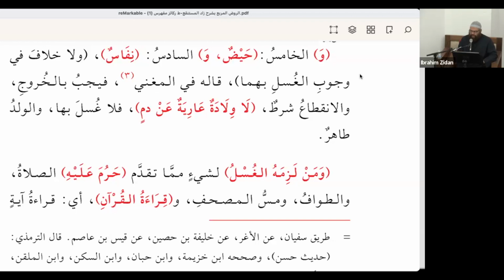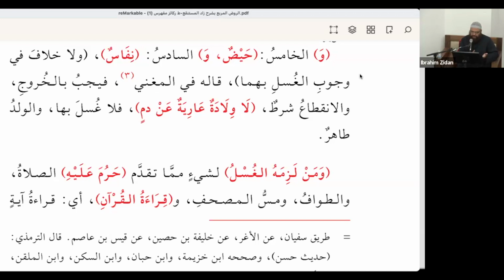But then the specific term mentioned afterwards, he says فَيَجِبُ بِالْخُرُوجِ وَالْإِنْقِطَاعُ شَرْطٌ. يجب. What's يجب? Refers to al-ghusl. Al-ghusl becomes wajib when, in the case of al-hayd wal-nifas, بالخروج. Al-khuruj is when something exits, when something comes out. So when the blood of the menses comes out, the ghusl is wajib. Right? This is what is meant. The wujub becomes present when the blood comes out.